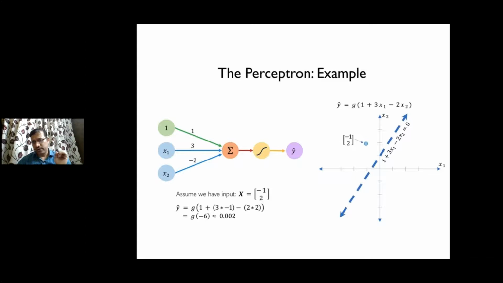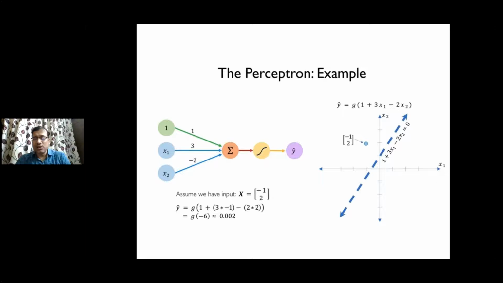So now if you give a test input, I have an equation, and my test input is the vector x, which is -1 and 2. If I put the values -1 and 2, you get a value of y cap based on the weights that I have already defined. When I supply the equation with the input -1 and 2, the value evaluates to -6.